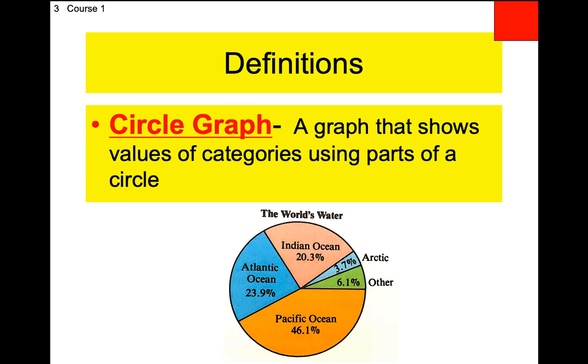So notice it's entitled World's Water. If we think about the oceans, you got the Atlantic, the Pacific, the Indian, and the Arctic Ocean. Other, right? Well, there's other world's water, right? We have freshwater lakes, so that would be the freshwater portion of it. If you didn't already notice, the majority of the water on Earth is salt water.